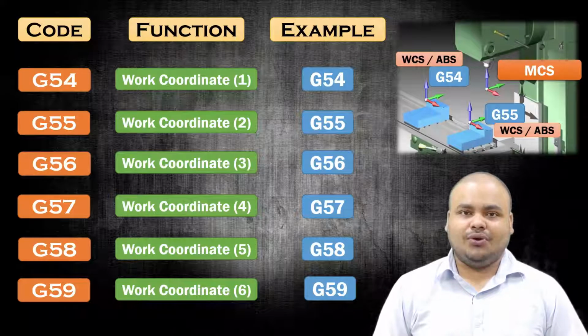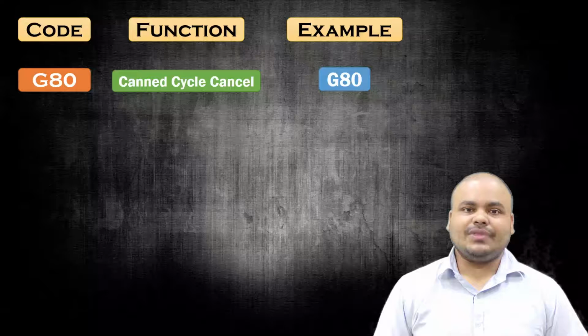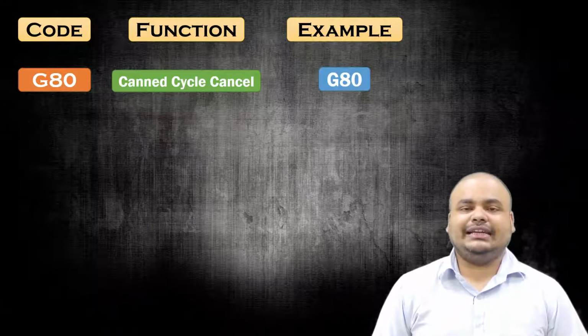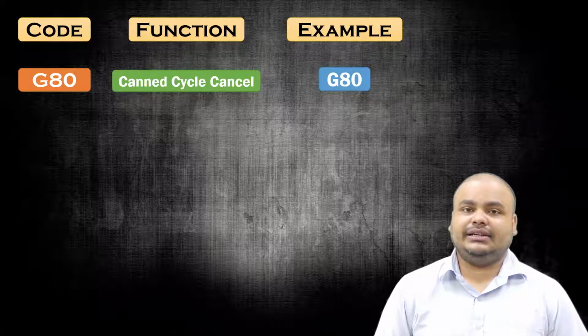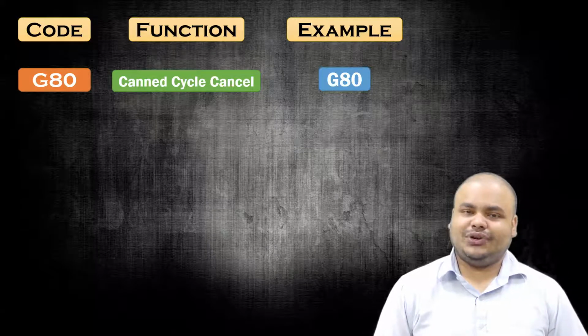Then moving on to the next codes, let us start that one. Next we have G80, and G80 is what? It is a canned cycle cancel. Canned cycle cancel, generally what happens, let me tell you before that what a canned cycle is.